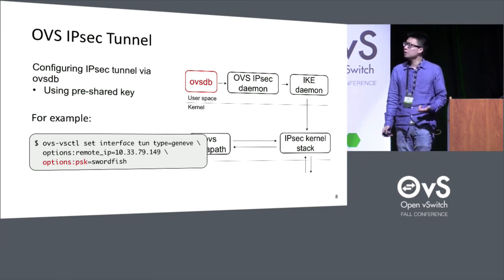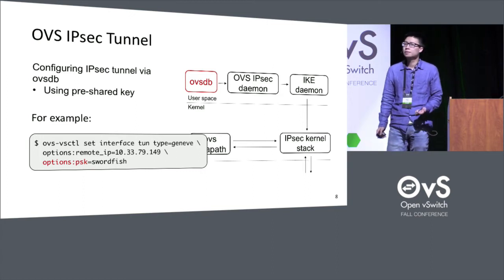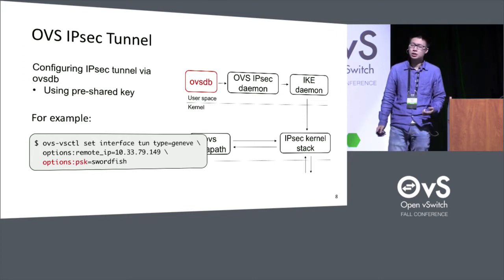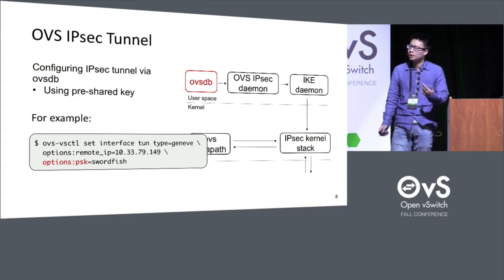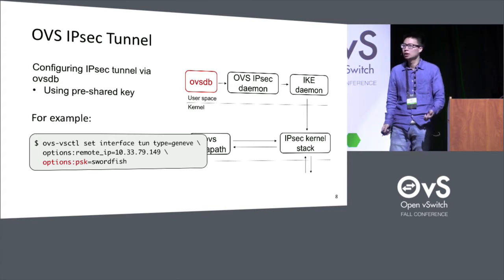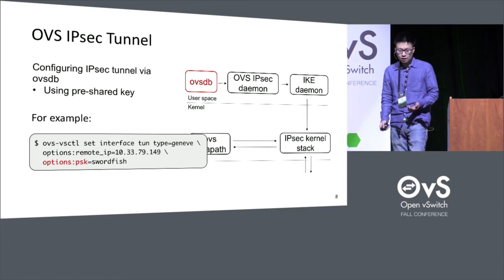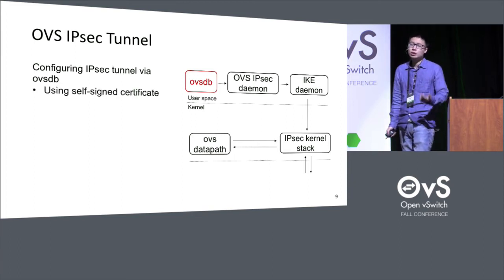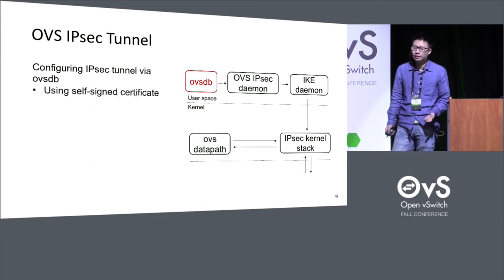This method is very easy to use, but it's also less secure, because if the attacker figures out the pre-shared key, the attacker can then impersonate the remote host to trick the local host. So in the second authentication mode, you can use the self-signed certificate.